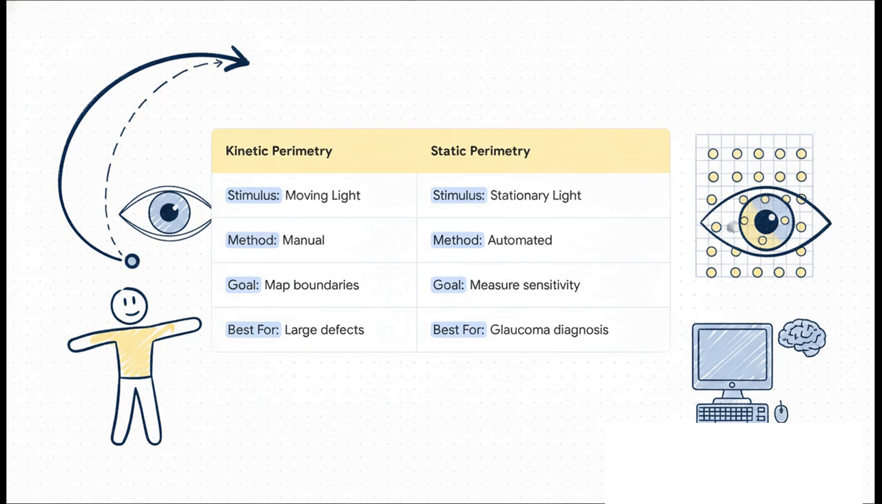But the modern standard, the one you've probably done, is static perimetry. This is the automated test. Instead of moving lights, a computer flashes stationary lights of different brightness levels all over the field. This doesn't just map the border, it measures the sensitivity of dozens of points inside the field. It creates a much more detailed picture, which is absolutely crucial for catching the early signs of diseases like glaucoma.